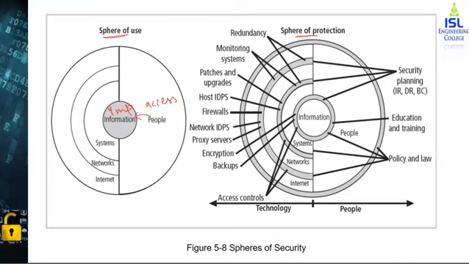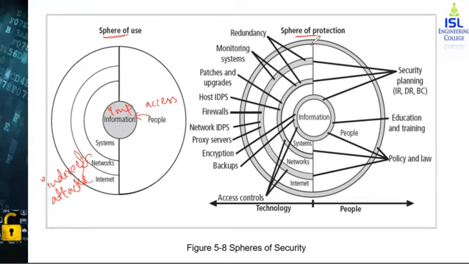Now here, within the spheres, you've got the systems, networks, and internet. The network and internet represent the indirect attacks. Network and internet, these are your indirect attacks.